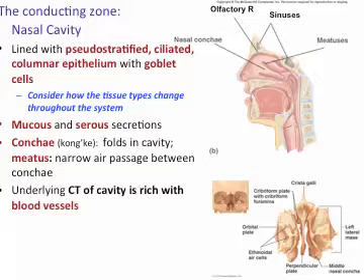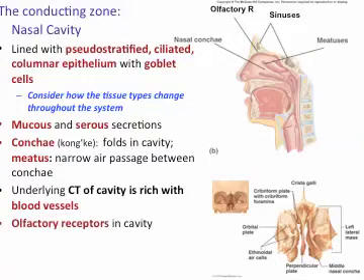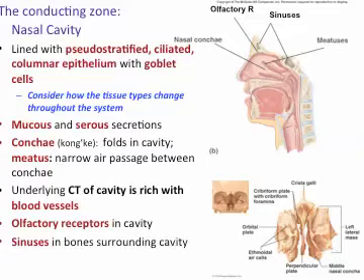Underlying the connective tissue of the cavity in this conchae meatus system is rich with blood vessels, including capillaries, so that you can have this humidification and warming of the air in the nasal cavity. There are also olfactory receptors, and remember those from 201, they allow you to detect odorant molecules. In other words, they allow you to detect smell.